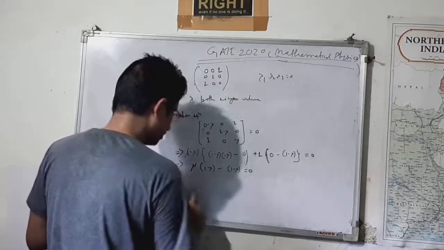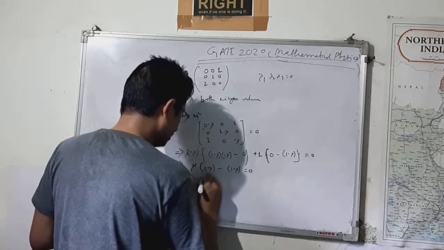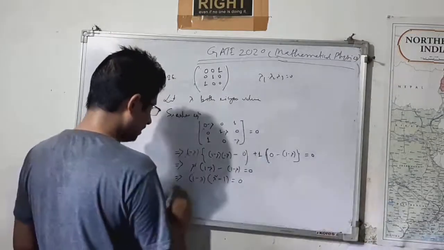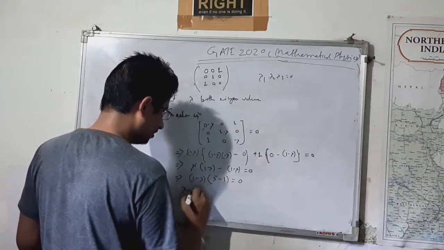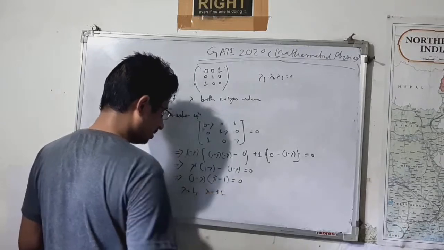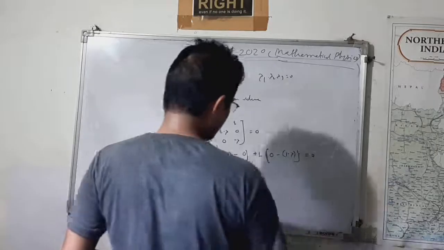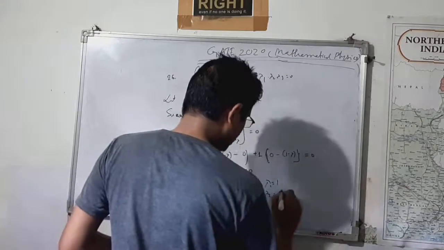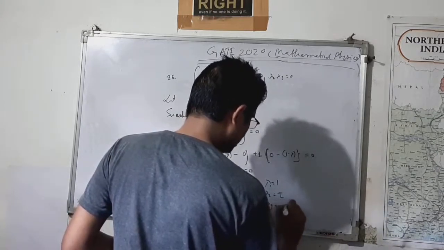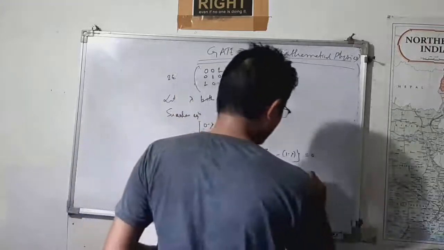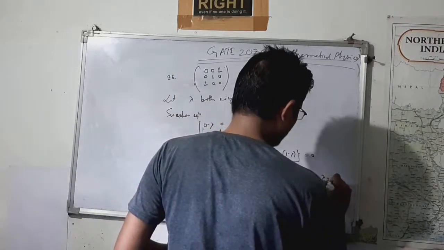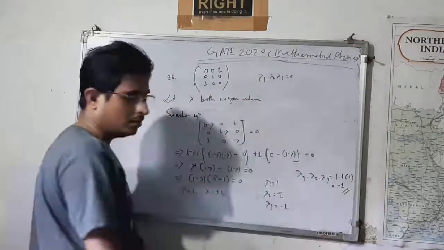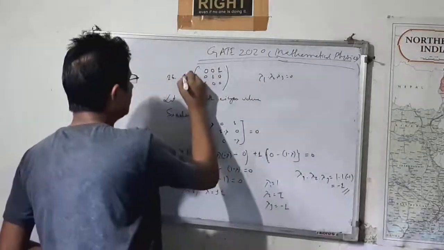So we factor out (1 minus lambda). Here the eigenvalues are lambda equal to 1 and lambda equal to plus minus 1. That means there are 3 eigenvalues here. Lambda 1 is equal to 1, lambda 2 is equal to 1, lambda 3 is equal to minus 1. So their product lambda 1 dot lambda 2 dot lambda 3 is equal to 1 into minus 1, that is minus 1. So in this case the option is A.